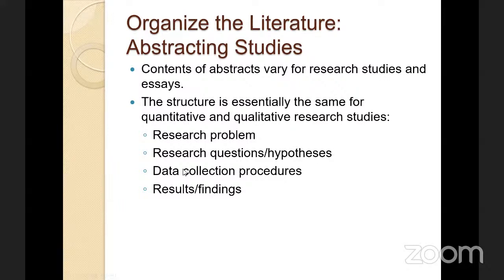And then we're going to go back to a part 2 on literature review. But when you look at the abstract, you're typically expecting to see a research problem, research question, data collection, and some kind of results. One way to call it is IMRAD: introduction, methods, results and discussion. That's another way that abstracts tend to be organized.